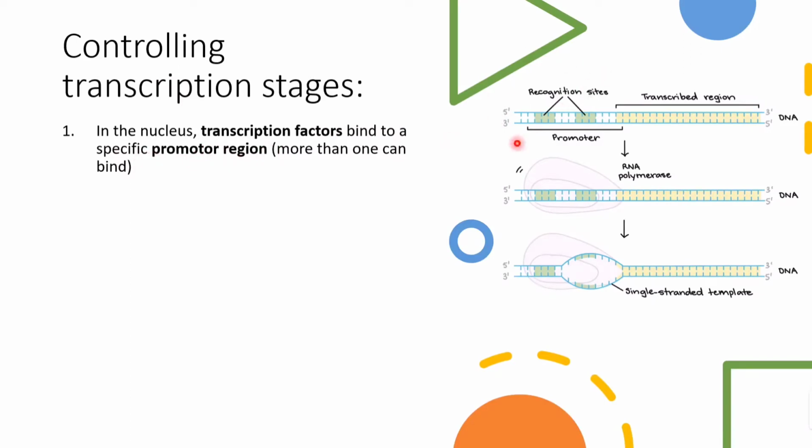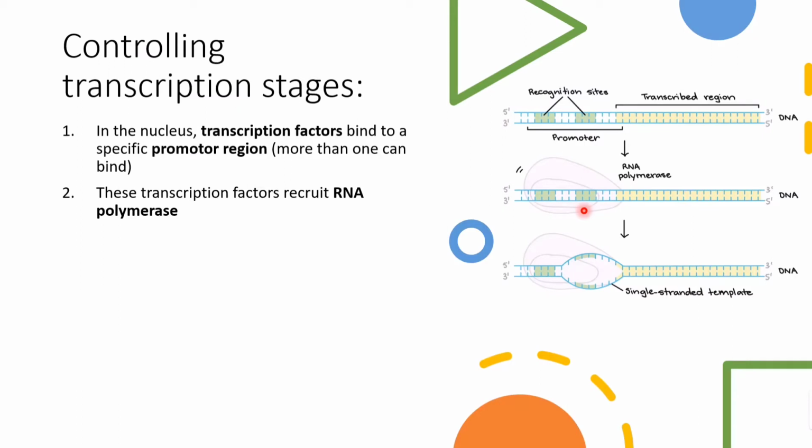So we have our promoter region here, so we would have transcription factors binding to this specific DNA sequence, and more than one transcription factor can bind to this promoter region. And these transcription factors that bind to our specific promoter region recruit RNA polymerase. So we can see here that our RNA polymerase has bound to our transcription factors on our promoter region.